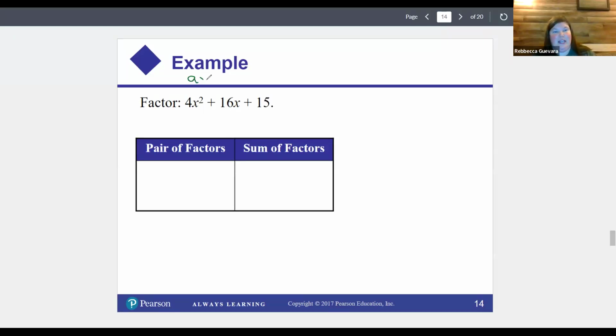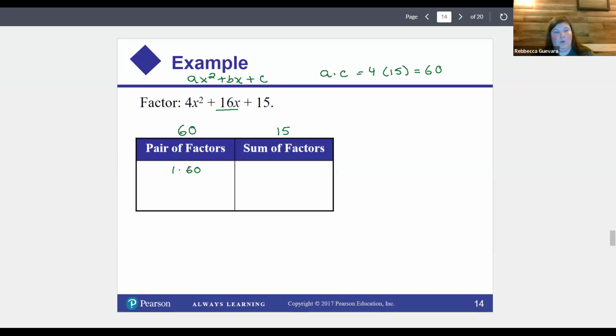So remember, this is ax squared plus bx plus c. First thing we need to do is take A and C and multiply them together. So A would be 4, C would be 15. This is going to give me 60. So what I need to find is factors of 60 that are going to sum to that 15 in the middle.